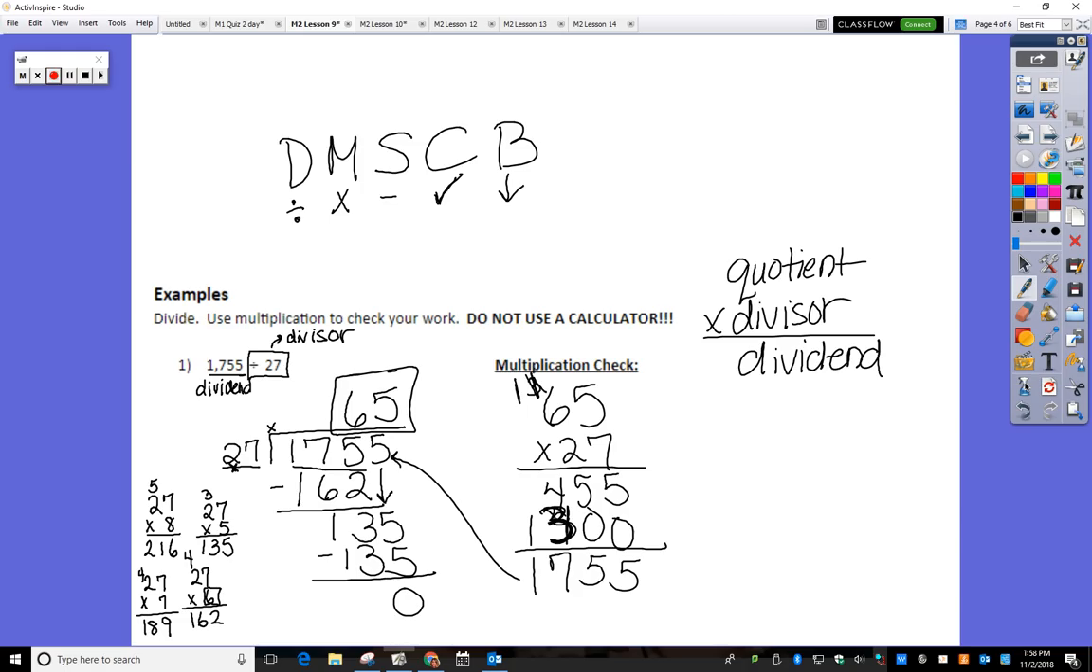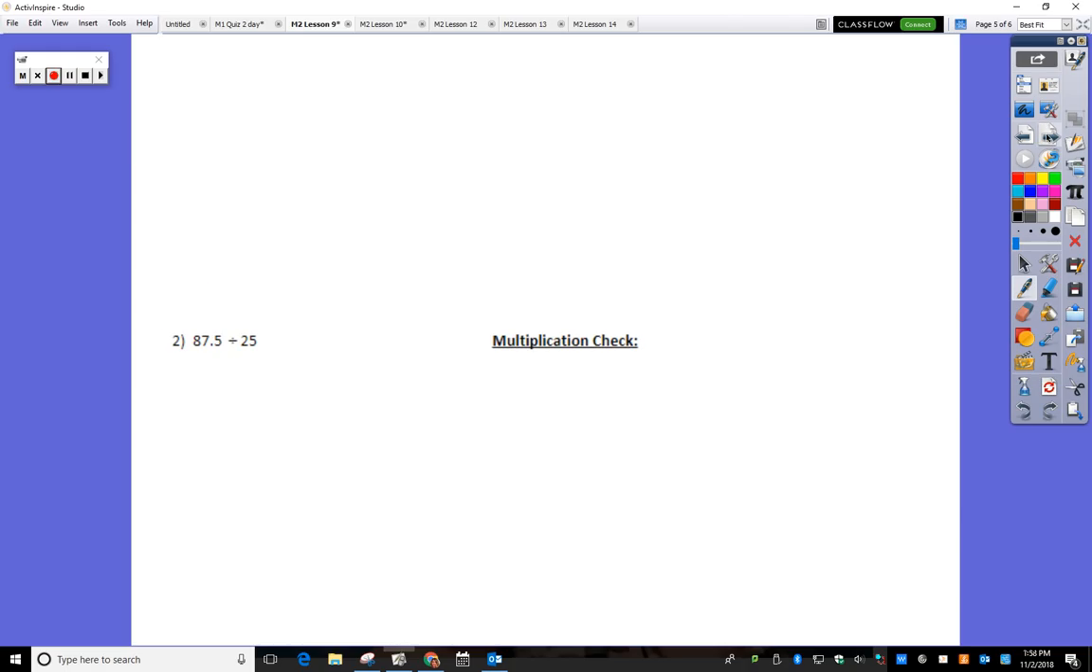Let's look at another example. Okay, in this one, notice we're bringing in a decimal. So I'm dividing by 25, and my dividend is 87.5, or 87 5/10. If you have a decimal in your dividend, it's actually quite easy to work with. You take the decimal and you pull it straight up into your quotient, and then just ignore it. So now I'm going to go ahead and divide as though that decimal point's not even there.